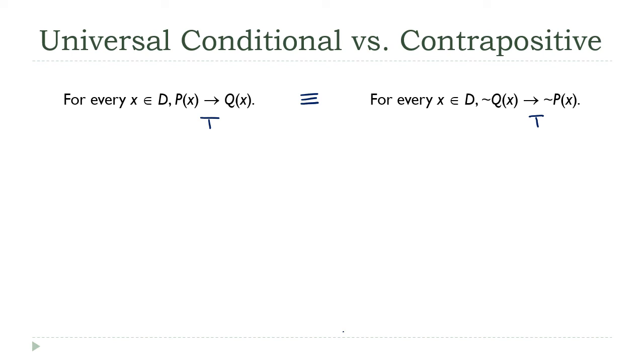Just as with conditional statements, universal conditionals are not equivalent to their corresponding inverses and converses. And you can see this by looking at specific examples of conditional statements and then finding a counterexample, that is, finding values in the domain for which one statement is true and the other isn't. We'll look more at that in the practice exercises.